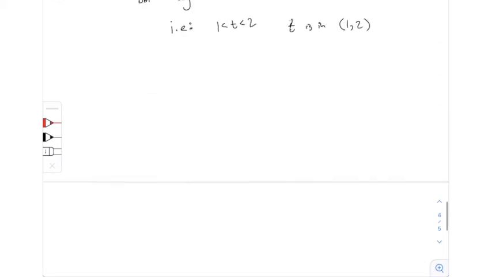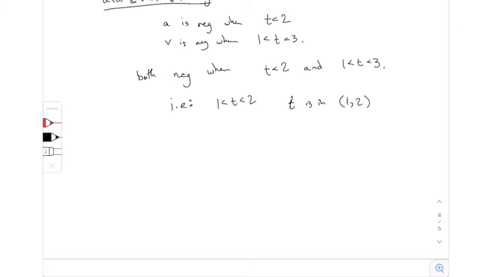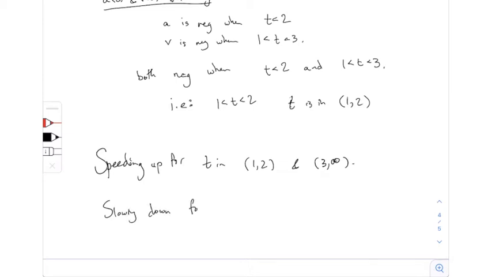That's a complicated question, I think, but let me just write my whole answer. So it's speeding up for, as intervals, t in the interval 1 to 2 and 3 to infinity. And it's slowing down at all other times. So slowing down for t in the intervals, assuming that we start at time 0, 0 to 1 and 2 to 3, right? Those are the other times. And of course, I'm using all open intervals here.